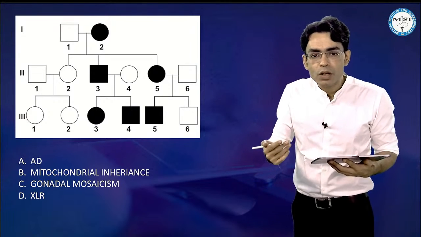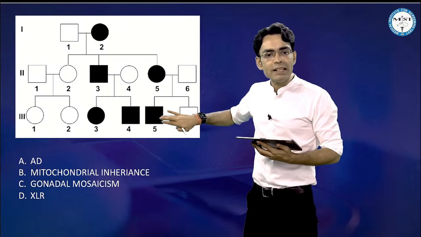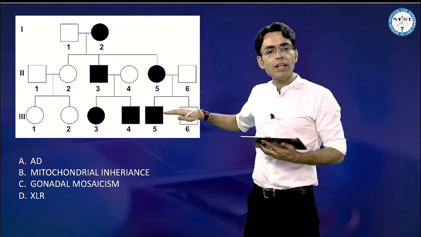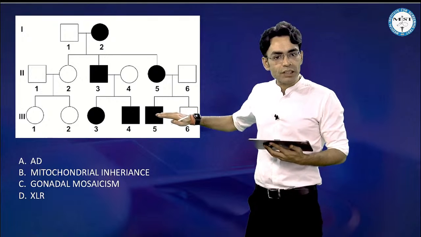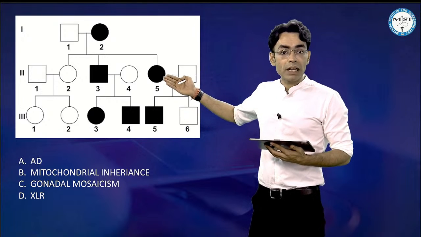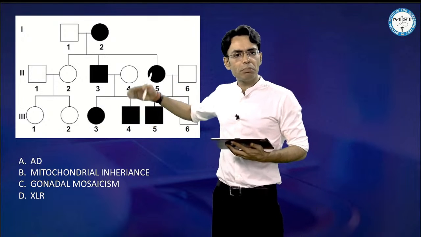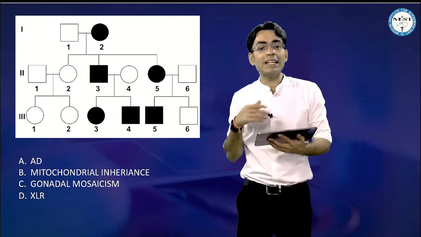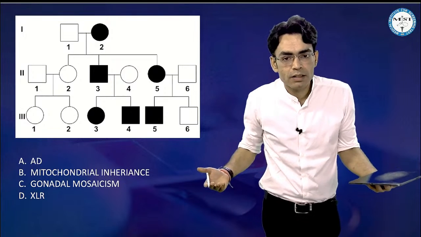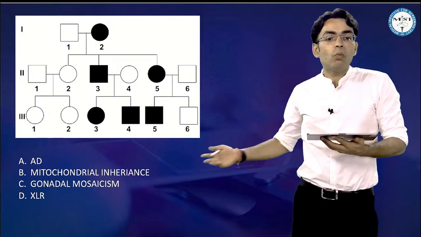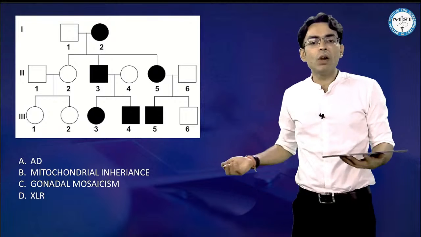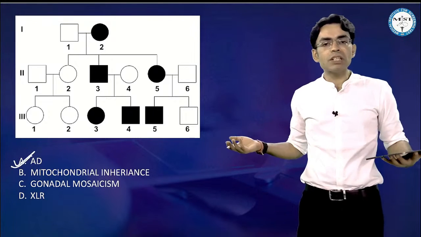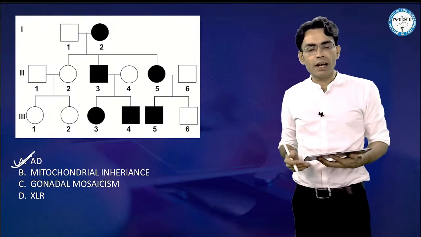And if it is dominant, you need to find out one more thing: whatever child is affected should have one parent affected. So if this is affected, the parent is affected. These are the affected children, and the parent is affected. These are the affected children here and the parent is affected. So it has to be dominant. And what choice do we have in dominant? Only autosomal dominant. So this is going to be the answer here. Okay, the answer is A.